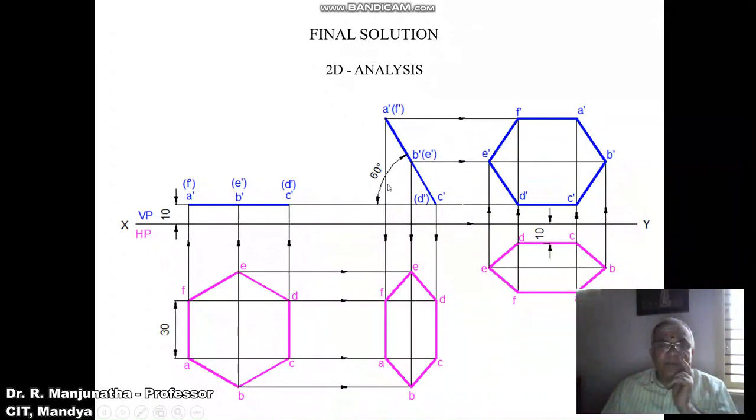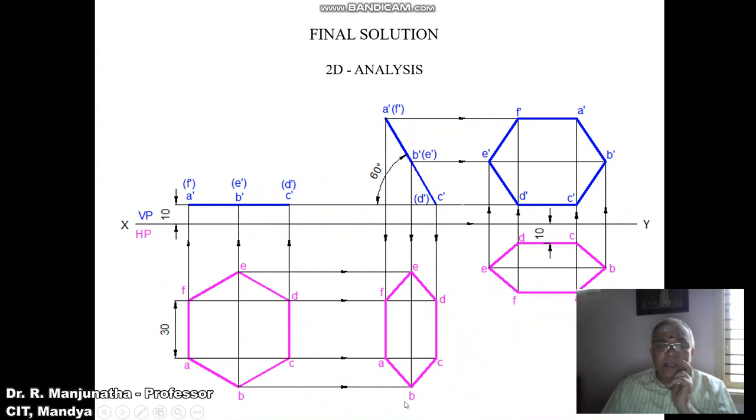Draw a vertical projector from A dash and F dash to the top view, and draw a horizontal projector from A and F. Both these two points will intersect with A and F respectively. Similarly, you draw a vertical projector from B dash and A dash to the top view, and draw a horizontal projector from B and E. Both these two points will intersect at this point B and also at this point E. Similarly, draw a vertical projector from C dash and D dash, and draw a horizontal projector from C and D. Both will intersect at these two points, which is C and D.